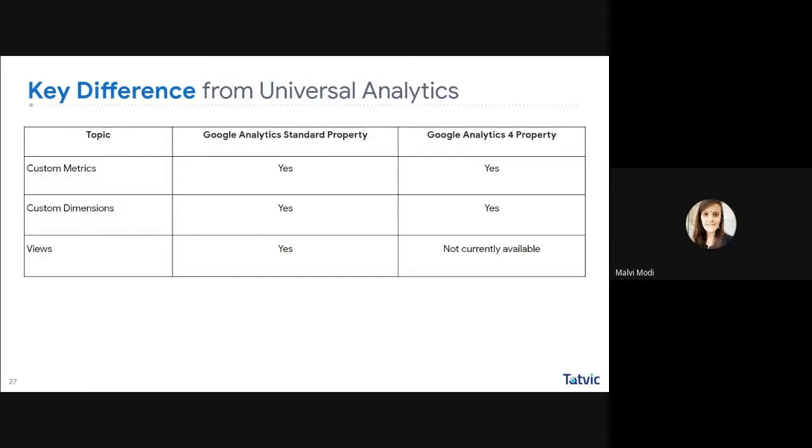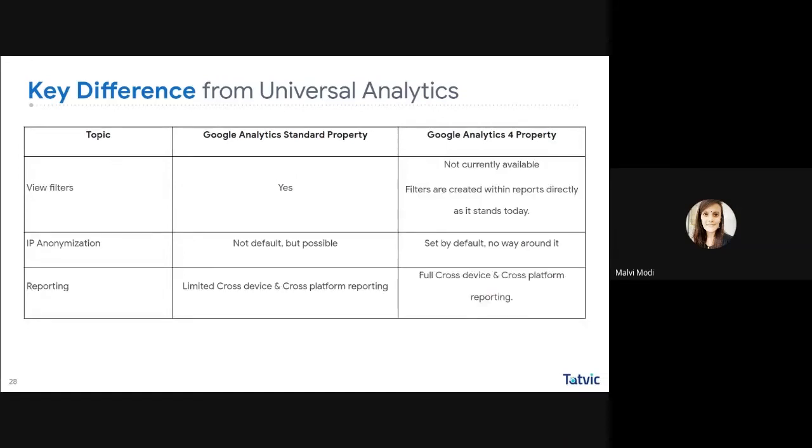When we talk about views, it was the account structure: account, property, and view. Standard property had views, but since we have data streams now, and since app and web are combined, there is no place for view in GA4. It will directly be a property.